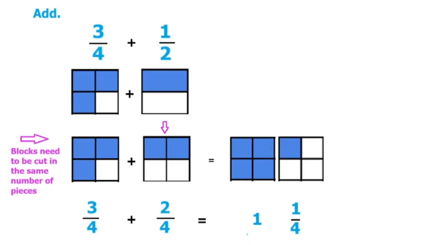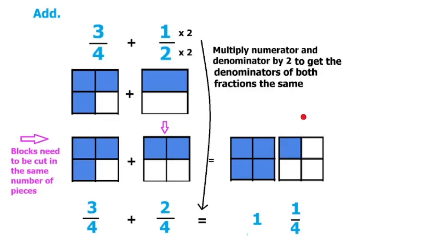Okay? So how did we go from here to here? We multiplied the top and the bottom by 2 to get the denominators of both fractions the same. So that's all we did. And that's a picture representation of how that works.